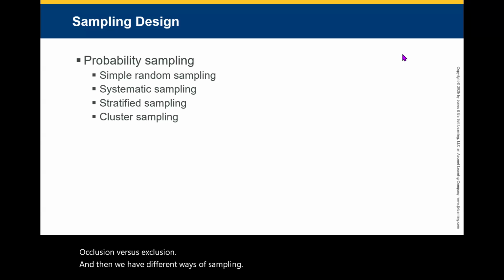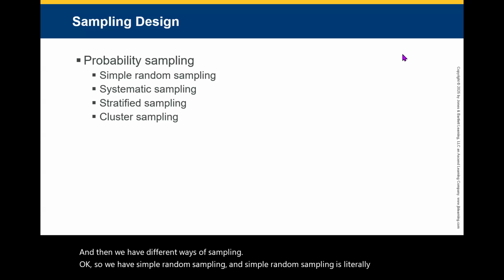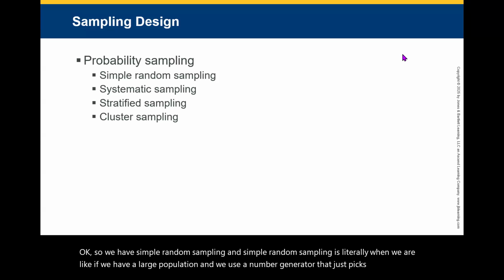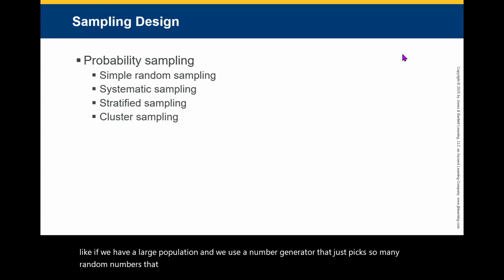So we have simple random sampling, and simple random sampling is literally when, if we have a large population, we use a number generator that just picks so many random numbers that are assigned to individuals. And then we also have systematic sampling, in which we are looking for more specific inclusion.